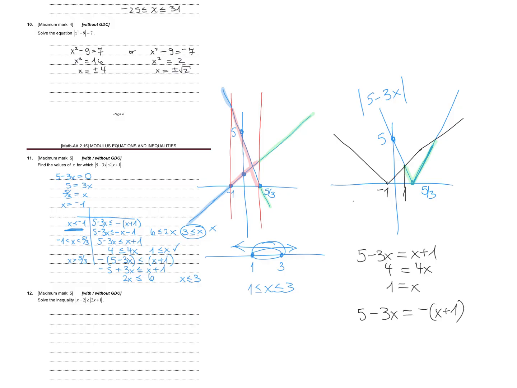And if we do this one, 5 minus 3x equals negative x minus 1, so we're going to have 2x equals 6, x equals 3. So this is 3. So in between 1 and 3.